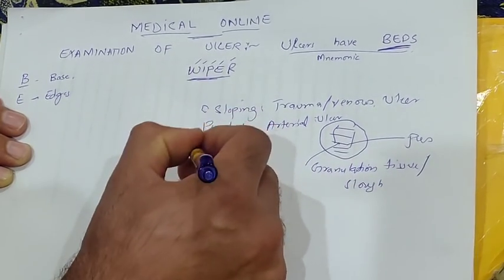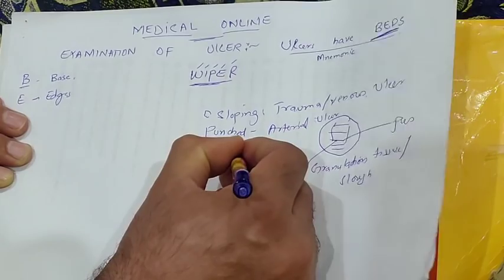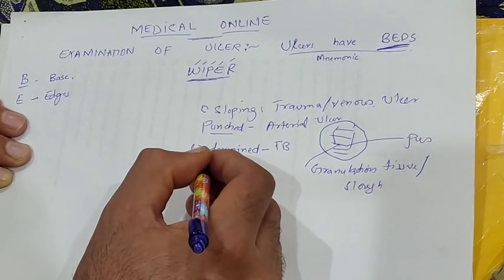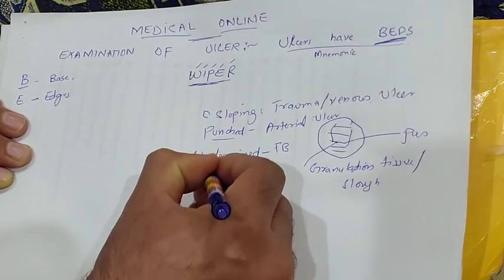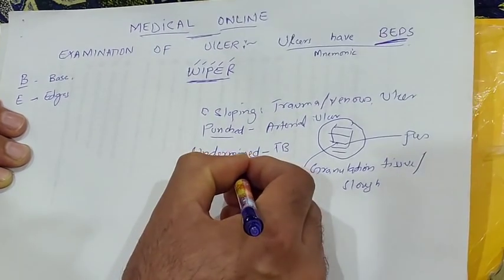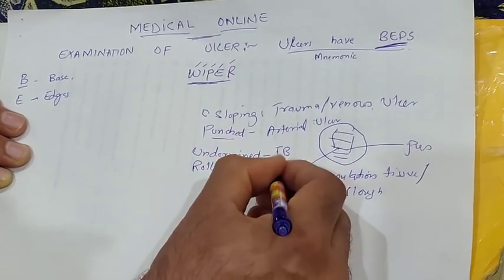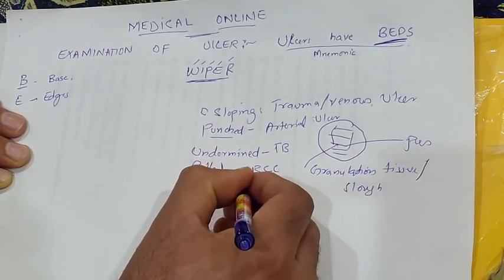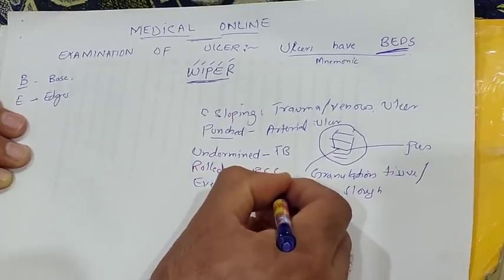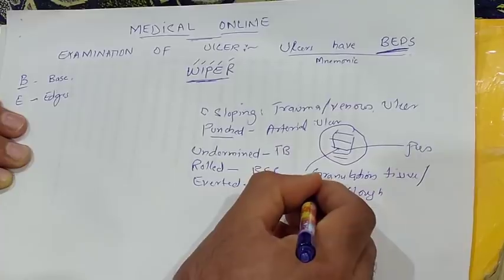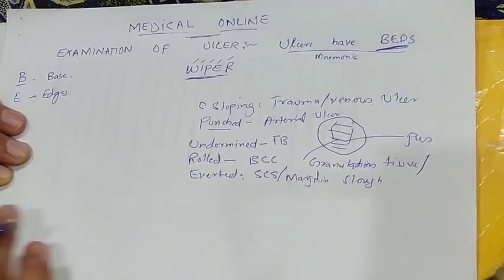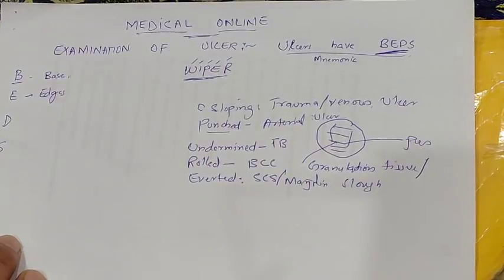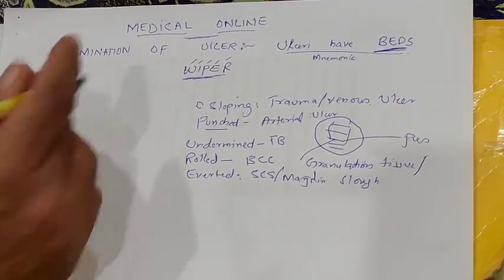It could be undermined. I hope you people understand what undermined means. It could be due to a tuberculous ulcer, right? And after that, we can find rolled edges. It will be due to BCC, basal cell carcinoma, right? And we can also have everted edges, and everted will be due to squamous cell carcinoma or Marjolin ulcer. So only examining the edges of the ulcer could tell us many things which help us in the diagnosis of the patient's ulcers.